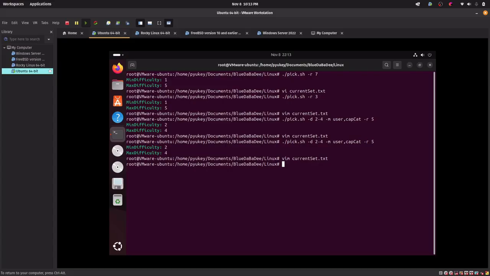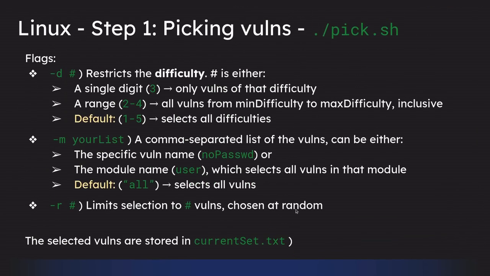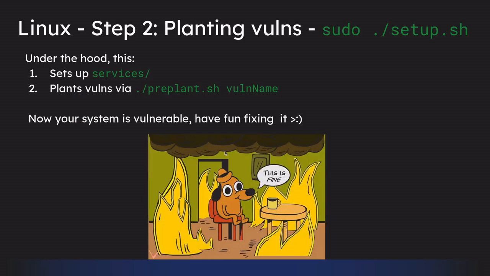So yeah, that's picking the vulnerabilities. What this is basically doing is you saying, hey, BlueDaBaDee, these are the things I want to test right now. It's going to say, okay. Then we can plant those vulnerabilities.